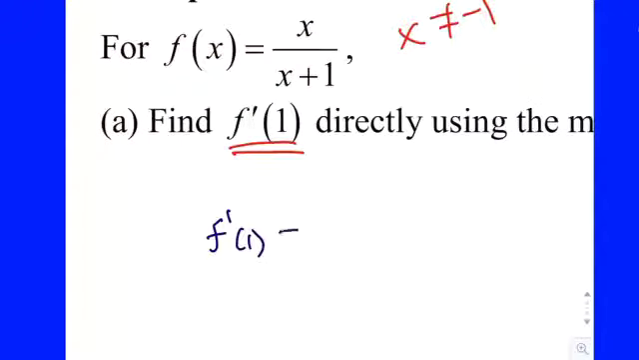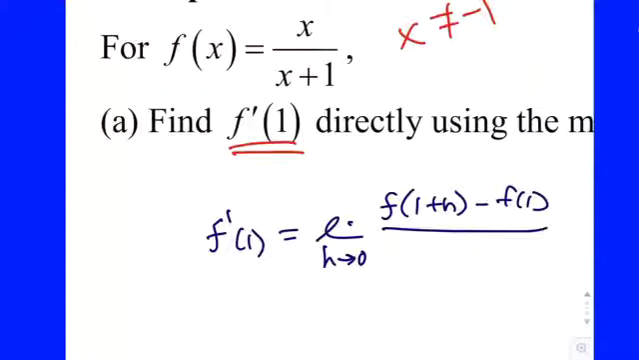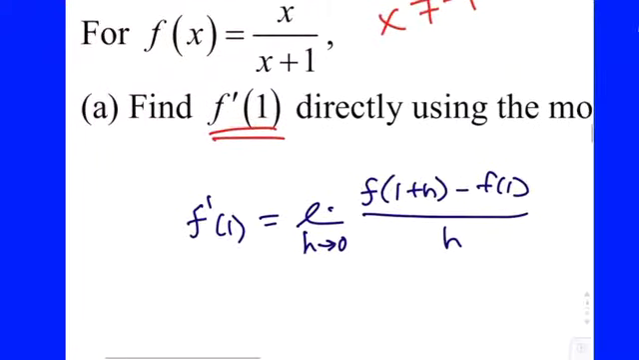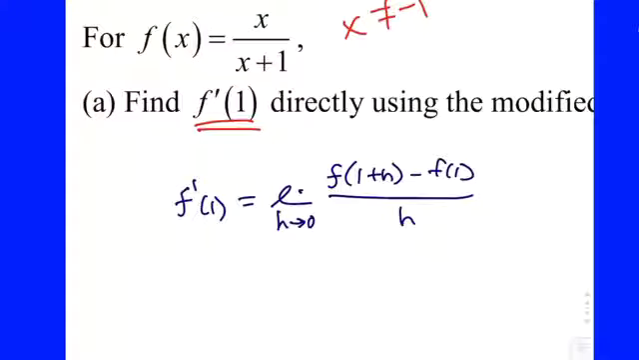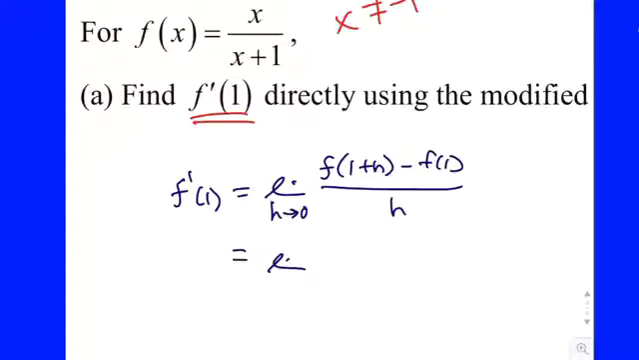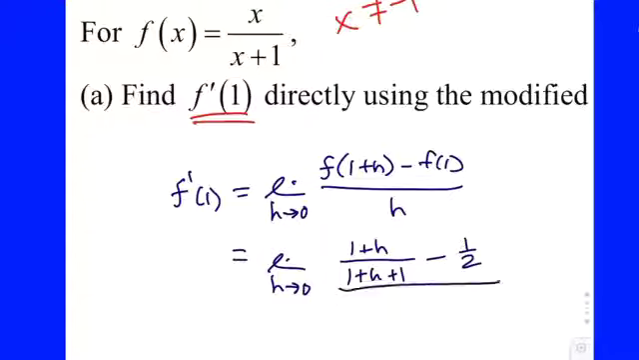f prime of 1 equals, it's still the limit as h goes to 0 because that's the distance between the points. But now it's f of 1 plus h minus f of 1 all over h. So again, all we're doing is replacing x with 1. We're going to use it one time. It's a disposable version. So in the top, we're going to replace x with 1 plus h. It becomes 1 plus h over 1 plus h plus 1, and then minus f of 1, which looks like it's 1/2, and all of that is over h.